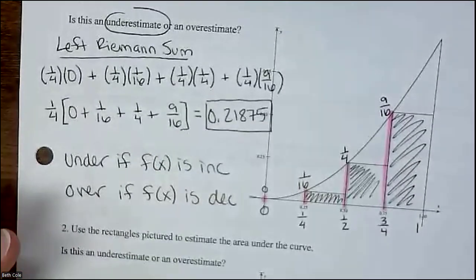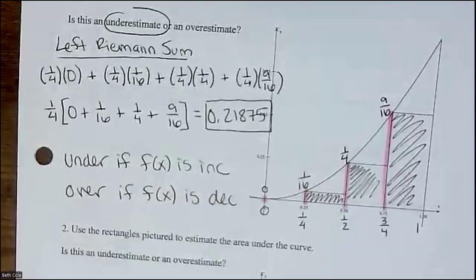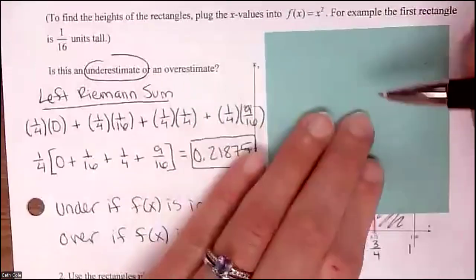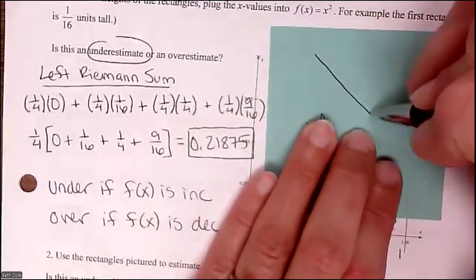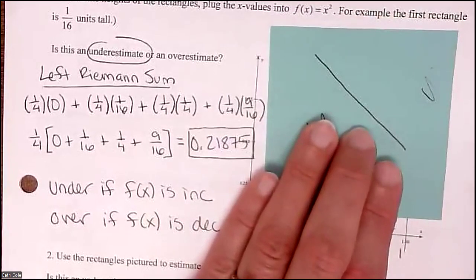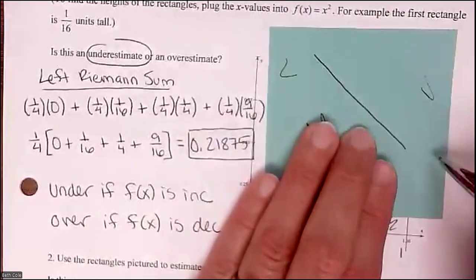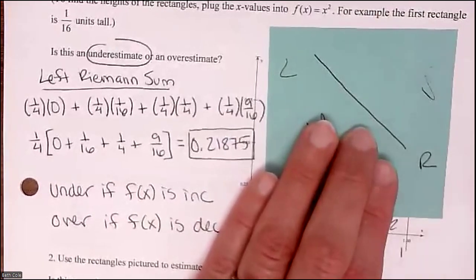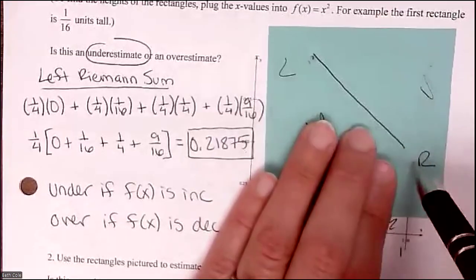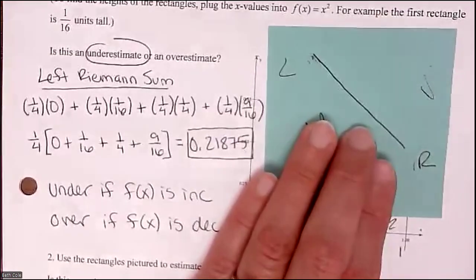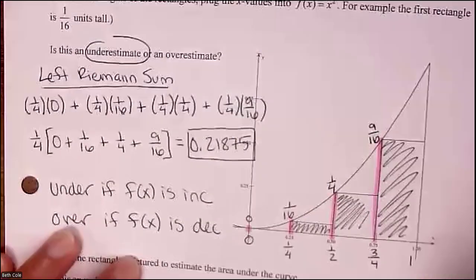Humor me for 1 second while I show this to you. Ignore that. Do you see how if you had a function that was decreasing and you take the left side, and I found it helps if you write an L and an R, do you see how the left side is higher up than the right side? So that would be an overestimate. Okay.